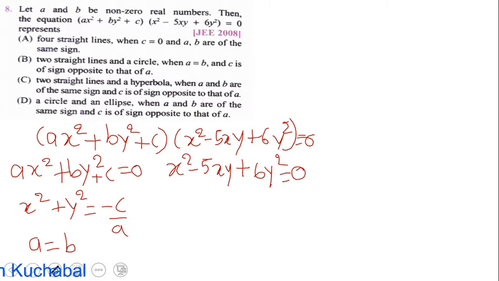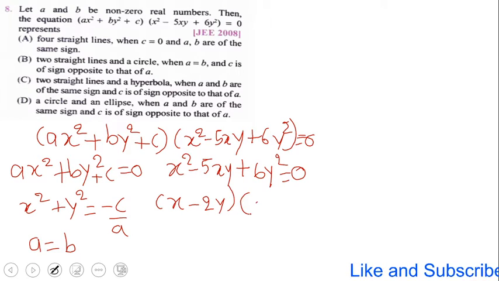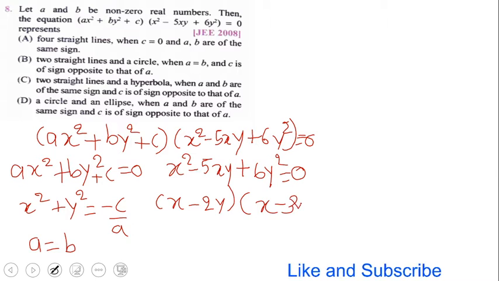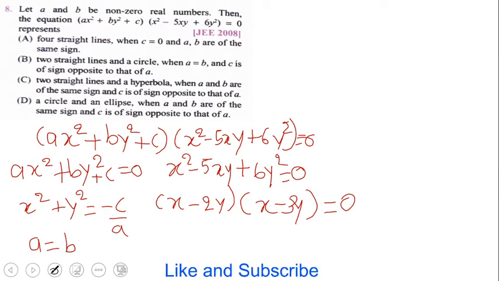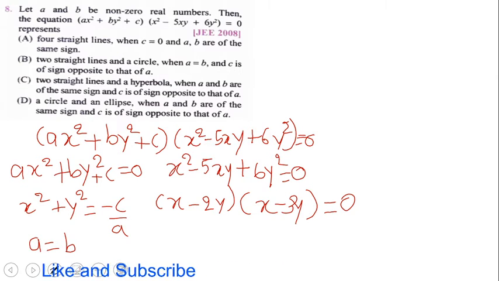And second, look into the second factor simplification. So we are going to get this as x minus 2y, and one more is x minus 3y, x minus 3y equal to 0 here. Okay, so these are the solutions we are going to get.